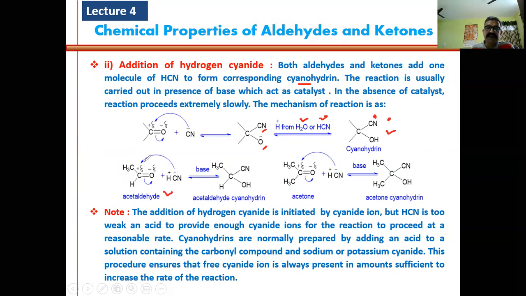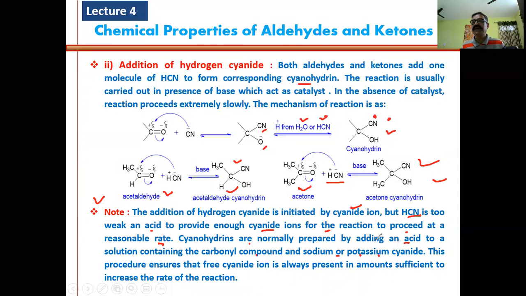We have taken acetaldehyde, we get cyanohydrin. Acetaldehyde we can do on acetone. This is reaction with acetone, HCN, we get acetone cyanohydrin. Acetaldehyde cyanohydrin, acetone cyanohydrin. There is another note here. The addition of hydrogen cyanide is initiated by cyanide ion. आपने देखा start किसने किया? Cyanide ion. But HCN is too weak acid to provide enough cyanide ion for the reaction to proceed at a reasonable rate. Cyanohydrins are normally prepared by adding an acid to solution containing carbonyl compound and sodium or potassium cyanide.